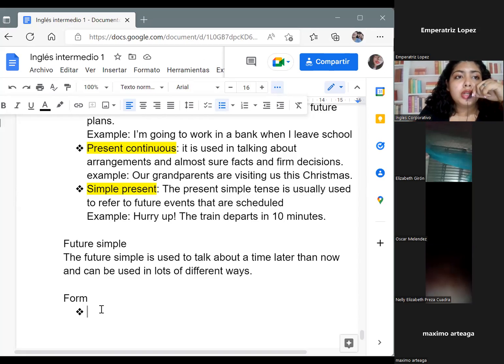But you know, when we're talking about infinitive or base form, we need to add to at the beginning of the verb. So in this case, we are not going to use it.